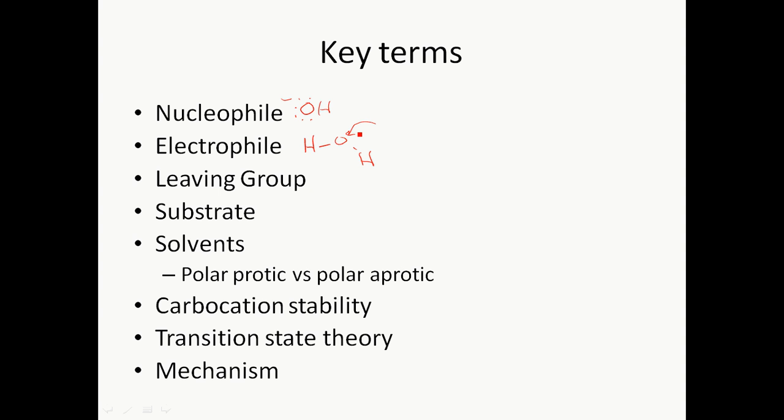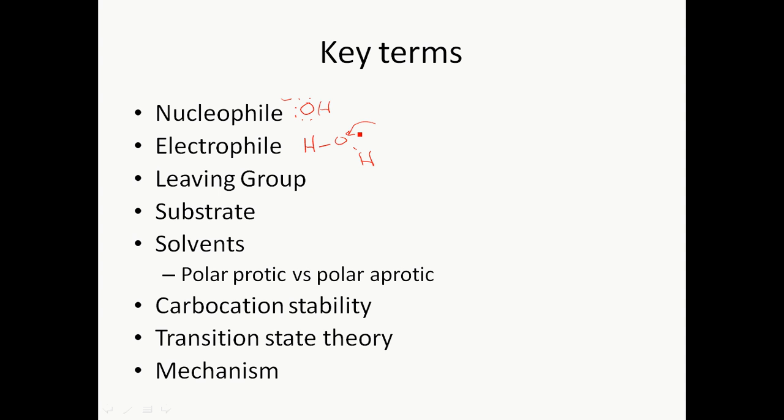Then we're going to talk about the concept of leaving groups. A leaving group usually takes electrons as it departs, and the better leaving groups are those that are stable once they come off. So that's something to pay attention to. You'll use the term substrate in the reaction schemes, and then we'll start differentiating between different types of solvents.